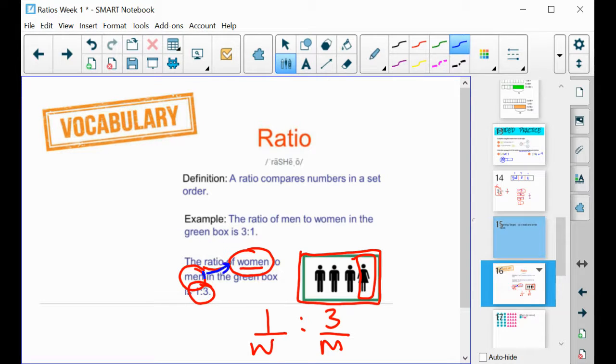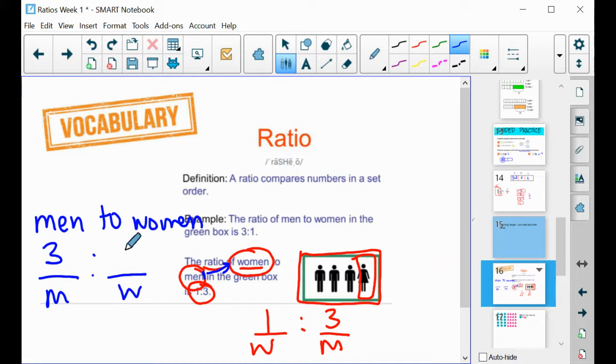Now you're going to see this on a couple of other slides, but if these were flipped around in here, if it said we're comparing the ratio of men to women, then we would write our men term first in our ratio, and then the number of women. So then it would be 3, 2, 1.